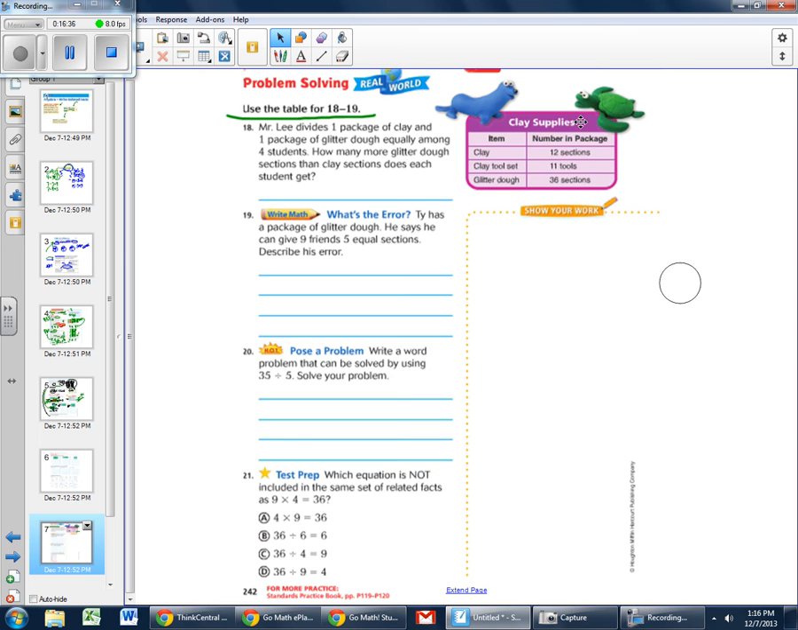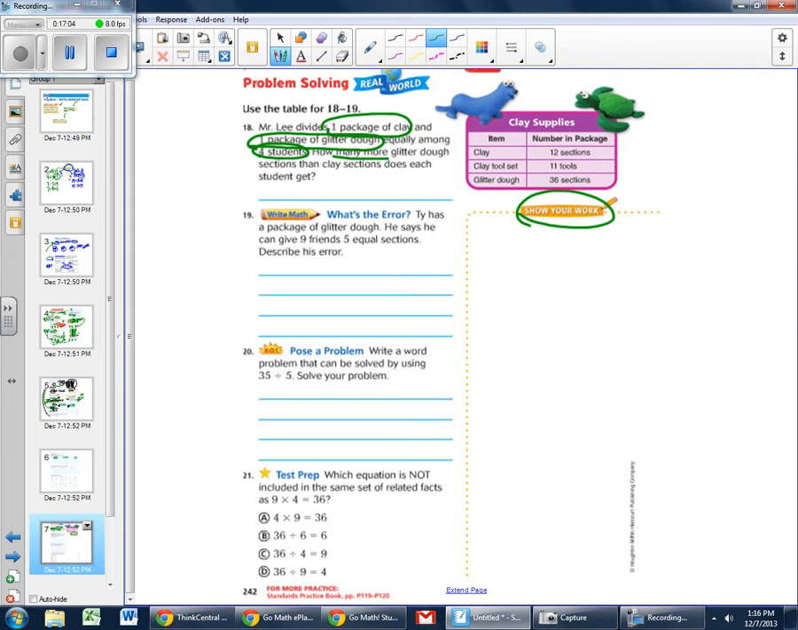So we are going to use that table to solve number 18 and 19. Mr. Lee divides one package of clay and one package of glitter dough equally among 4 students. How many more glitter dough sections than clay sections does each student get? So how many more tells me we're going to do some subtraction. So I'm going to use this beautiful white space over here, and I'm going to label it so that I can get help later if I need to.